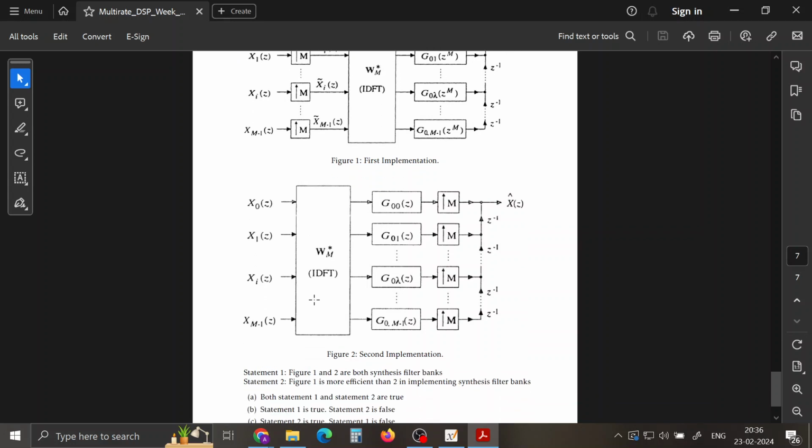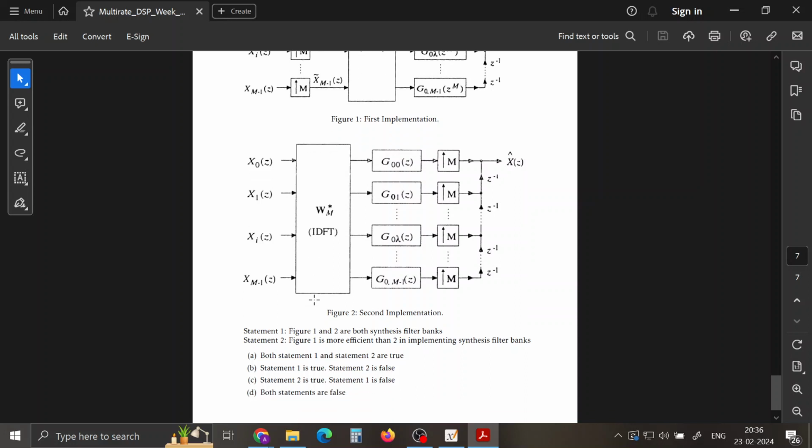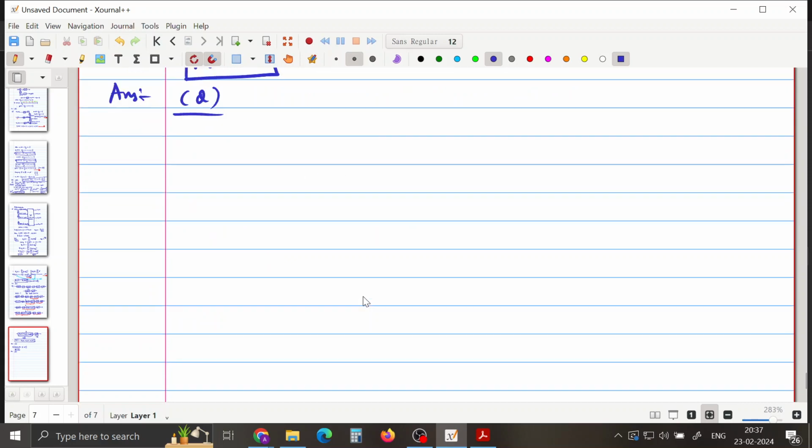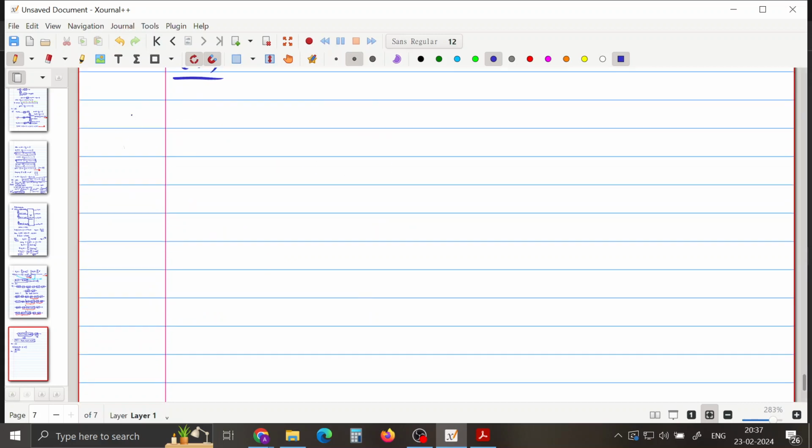So statement 2 is actually false, because statement 2 is claiming that figure 1 is more efficient than figure 2, but that's not the case. The reverse is true. So our conclusion is that statement 1 is true, but statement 2 is false. So which is matching with option B. Okay, so I'll just write it here, justify our answer. Okay, this is question number 9.